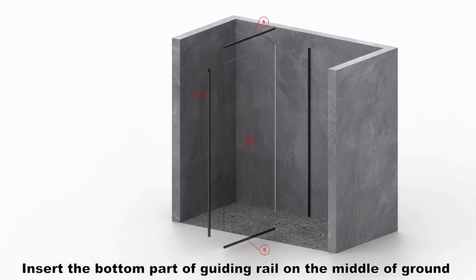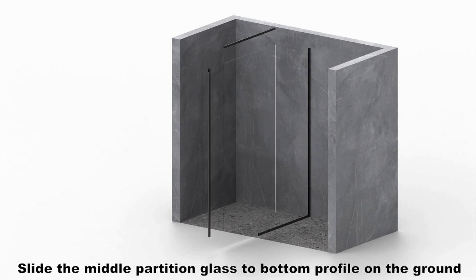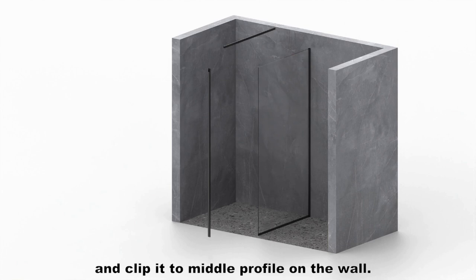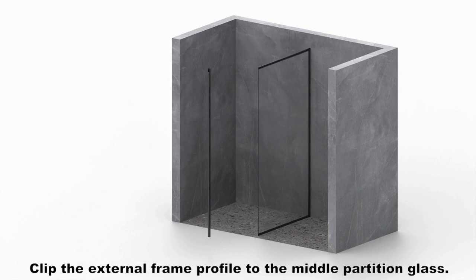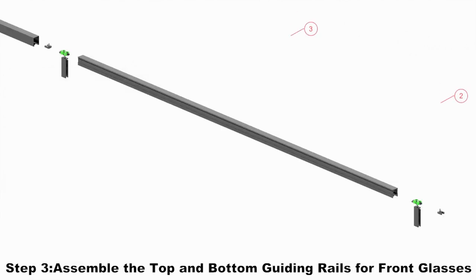Insert the bottom part of guiding rail on the middle of ground. Slide the middle partition glass to bottom profile on the ground and clip it to middle profile on the wall. Fix the top profile onto the middle partition glass. Clip the external frame profile to the middle partition glass.